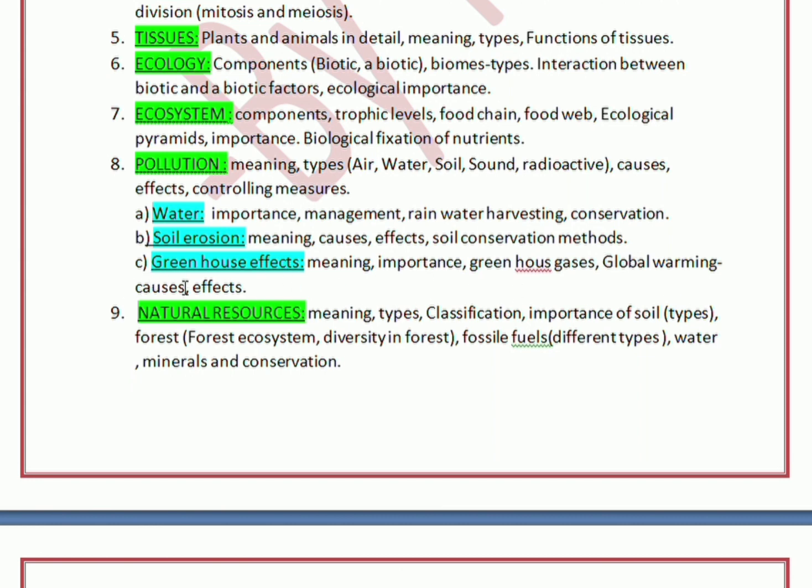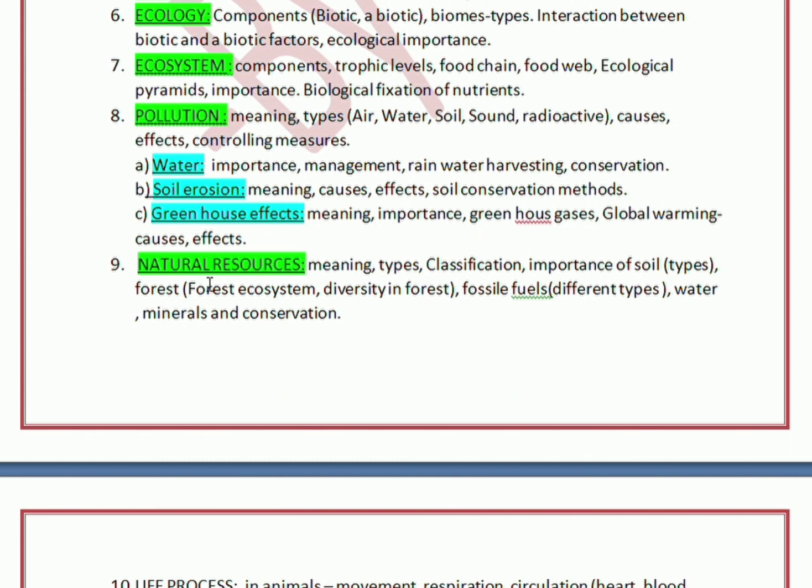Along with those, what you have to learn in the pollution chapter is about the greenhouse effect, meaning, importance, greenhouse gases, global warming, causes and effects of the greenhouse effect, and global warming effects also you have to learn.